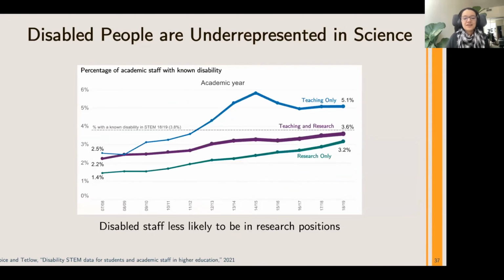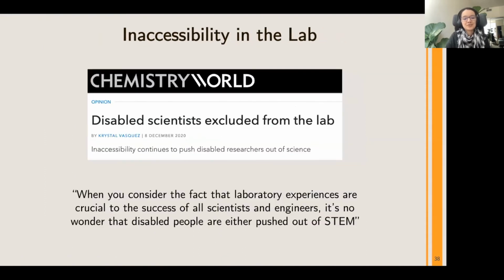Something I also find quite interesting while preparing for this talk is that I'm kind of an anomaly. Disabled academics are actually less likely to be found doing research, with a higher percentage found in teaching-only positions rather than the alternatives. And this is kind of a nice segue to a piece I wrote for Chemistry World back in, I believe, December, where I talked exclusively about this issue from the perspective of inaccessible chemistry labs.